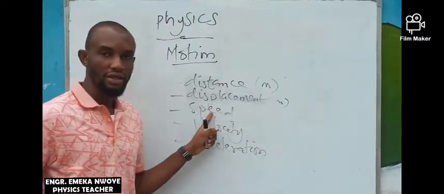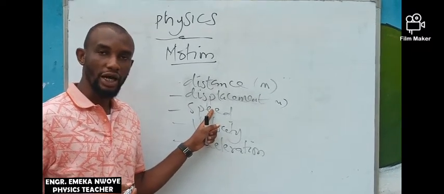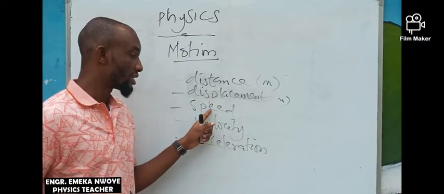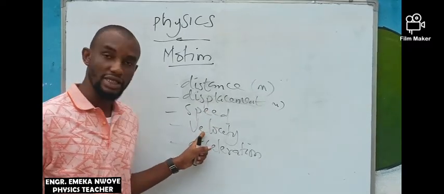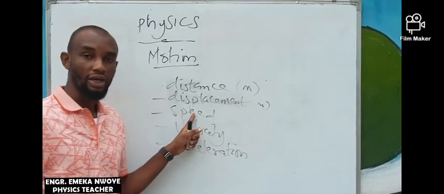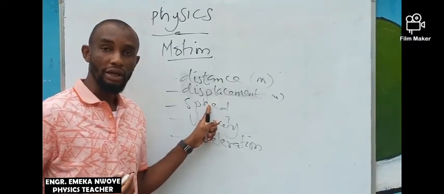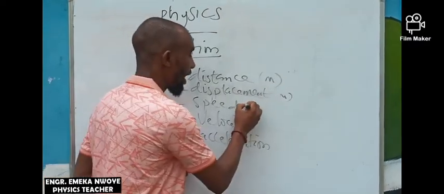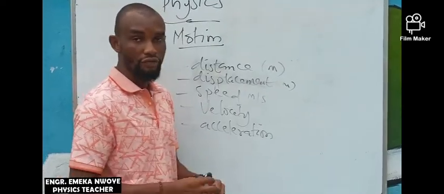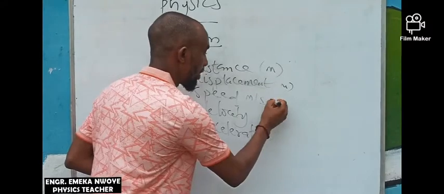Now we have speed. Speed is distance all over time, and it is a scalar quantity. Speed and velocity are same, but they are not same. Speed is distance all over time, and it is a scalar quantity measured in meter per seconds, m/s, or m s to the power of minus 1. I might as well write it this way.